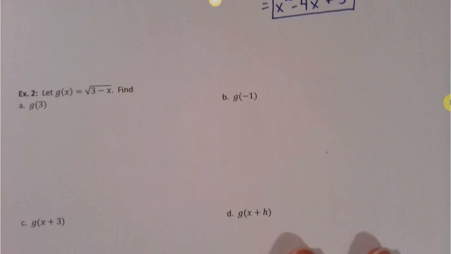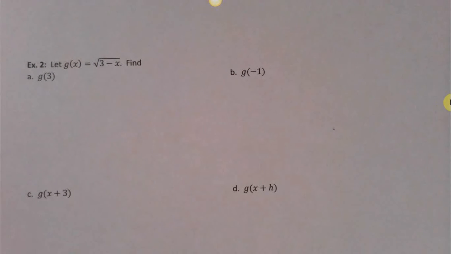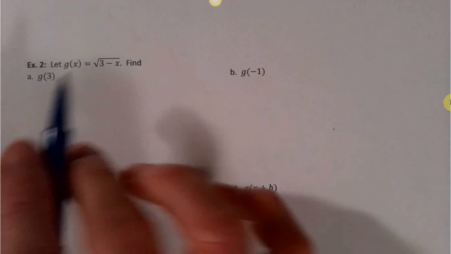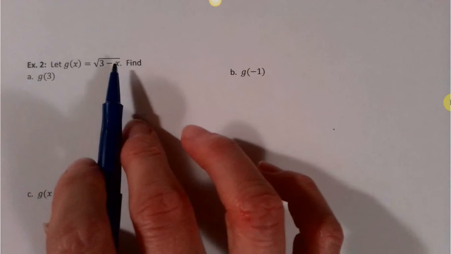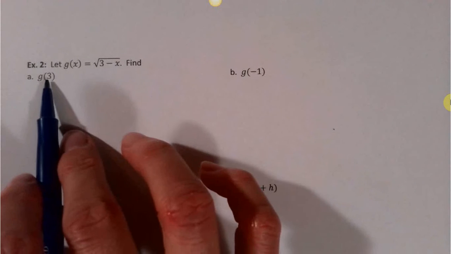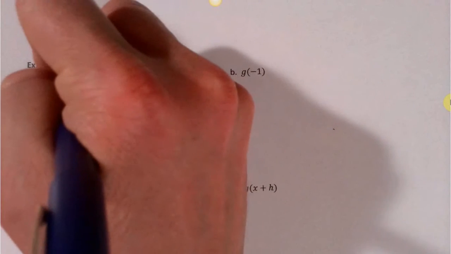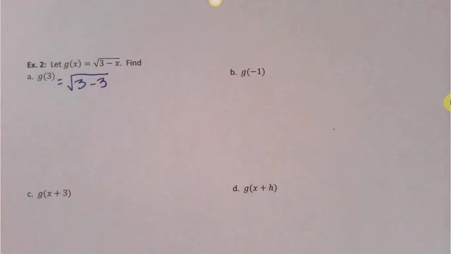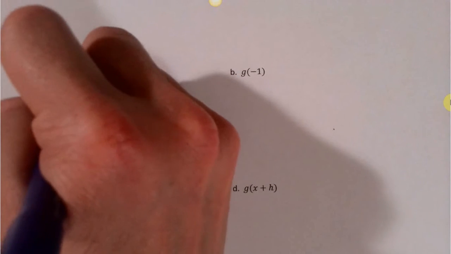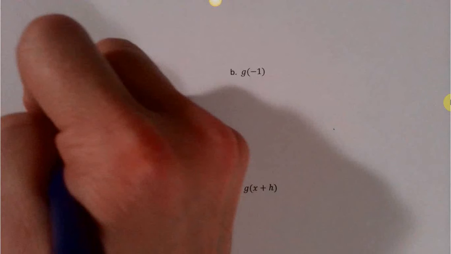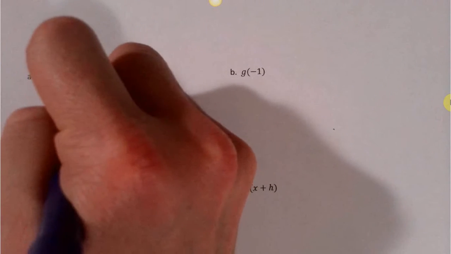Example 2, we're doing the same thing except we're starting with a different function. G of x equals the square root of 3 minus x. And we first want to find g of 3, so that's telling us to replace this x with a 3. So what that would look like is the square root of 3 minus 3, which 3 minus 3 is 0, and then the square root of 0 is 0.